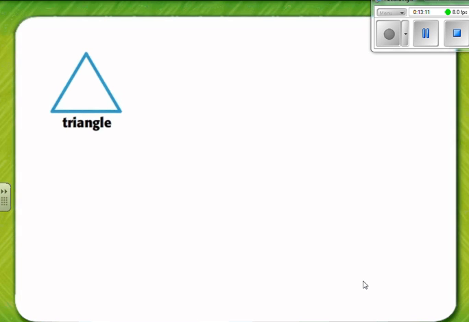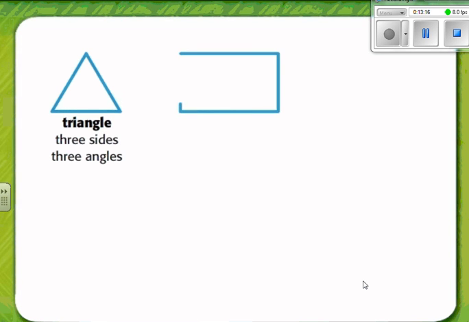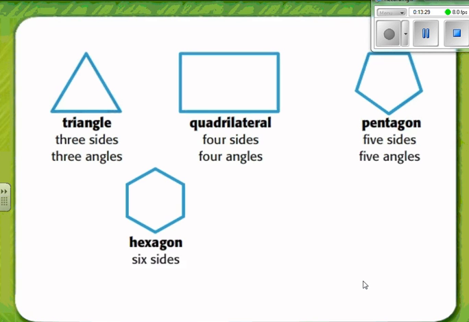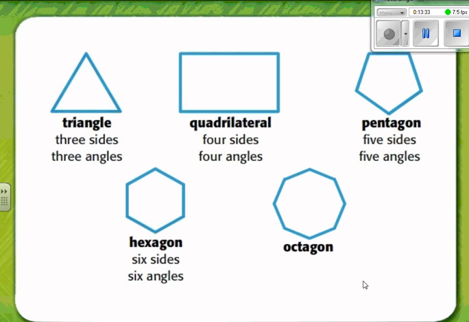Triangle. A triangle has three sides and three angles. Quadrilateral. A quadrilateral has four sides and four angles. Pentagon. A pentagon has five sides and five angles. Hexagon. A hexagon has six sides and six angles. Octagon. An octagon has eight sides and eight angles.